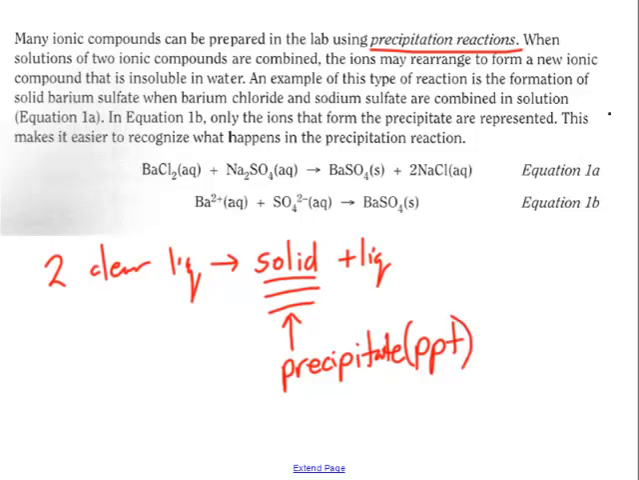When 2 ionic compounds are combined, they can rearrange to form new ionic compounds that are insoluble in water. Remember, we learned insoluble means does not dissolve. This reaction shows an example of 2 ionic compounds added to each other. We have BaCl2 and Na2SO4. And now they switch partners.